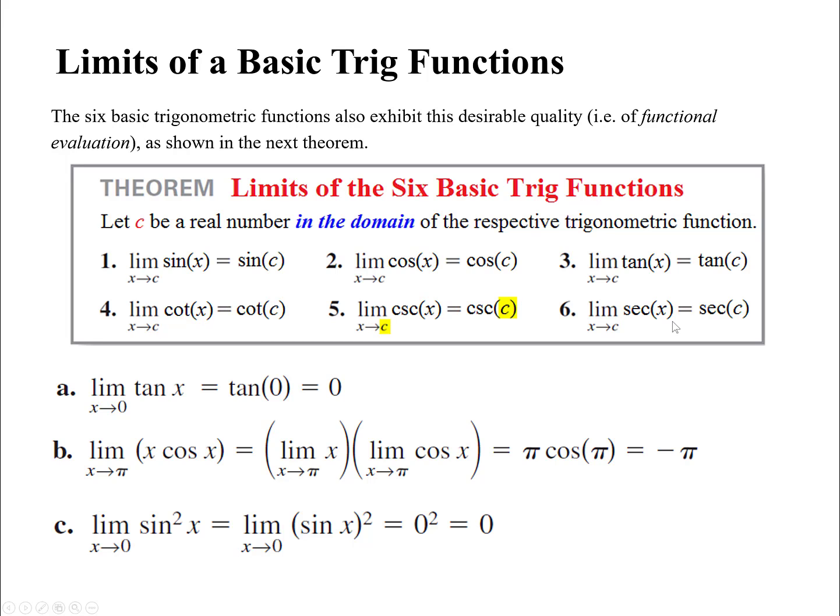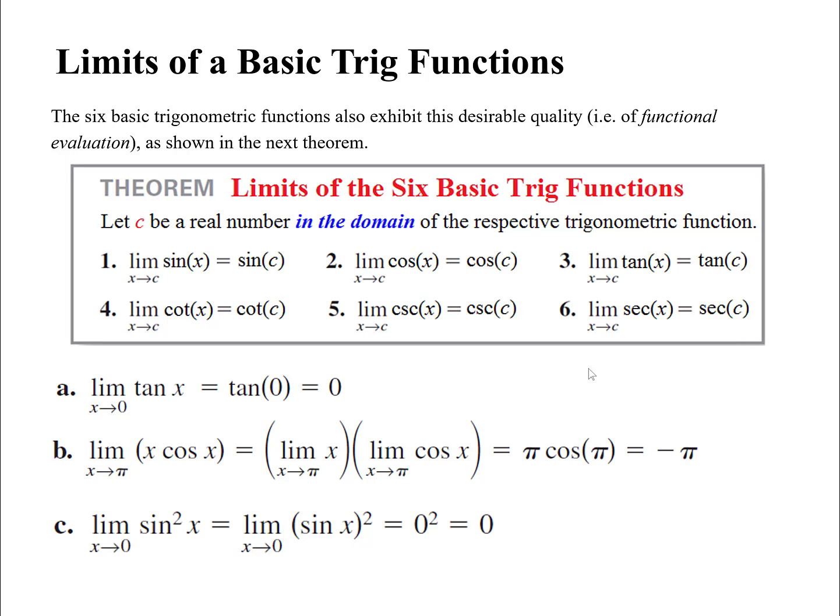The same holds for cotangent, cosecant, and secant, again, if c is in the domain of each of these functions. This theorem does not say what happens if c is not in the domain. In the case of sine and cosine, that's not possible because the domain is all real numbers. So we know, for example, that the tangent of pi halves is undefined. Rather, pi halves is not in the domain of tangent. So this theorem does not say what happens to the limit as x goes to pi halves of the tangent of x. In fact, we'll be able to show using another result that that would be undefined.